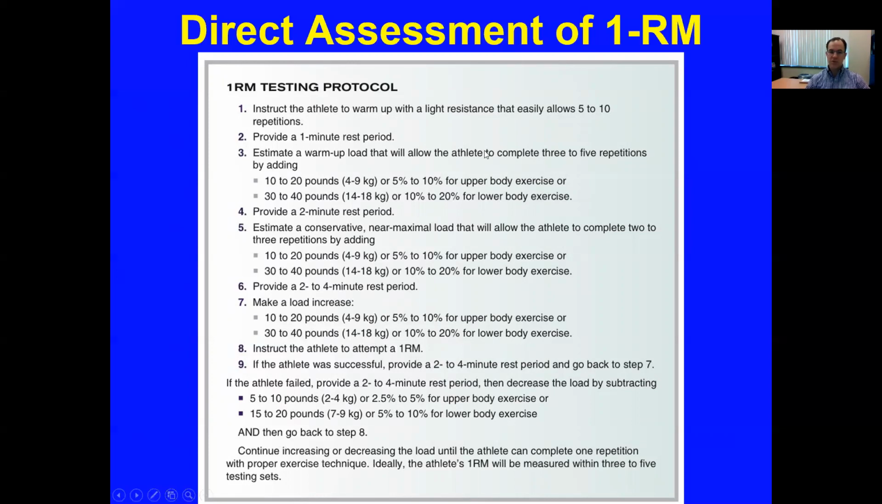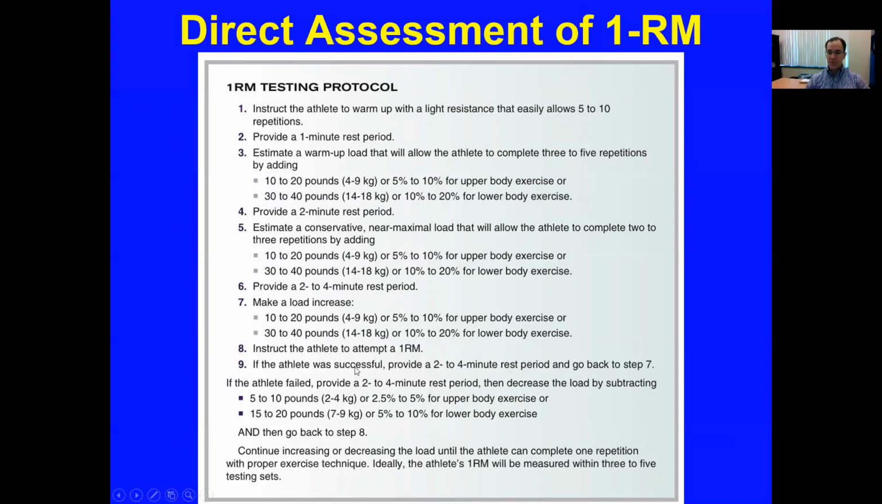So for example, if someone was doing a bench press, you might start off and have them do 30 pounds. And then they do 5 to 10 reps, rest a minute. You might add 20 pounds. So now they do 50 pounds, rest, do 70 pounds, rest, and then they may be ready for their 1 RM attempt, which might be 100 pounds.